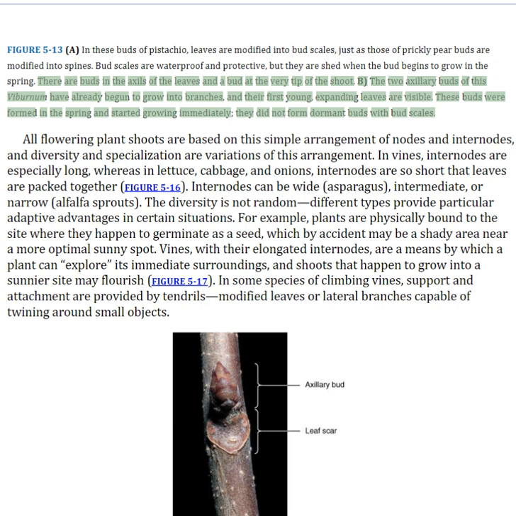B. The 2 axillary buds of this viburnum have already begun to grow into branches, and their first young, expanding leaves are visible. These buds were formed in the spring and started growing immediately. They did not form dormant buds with bud scales.